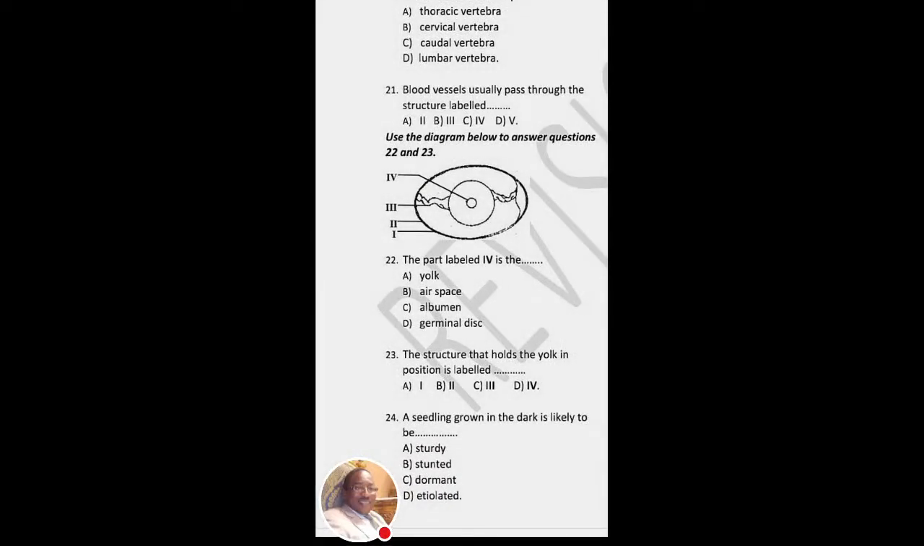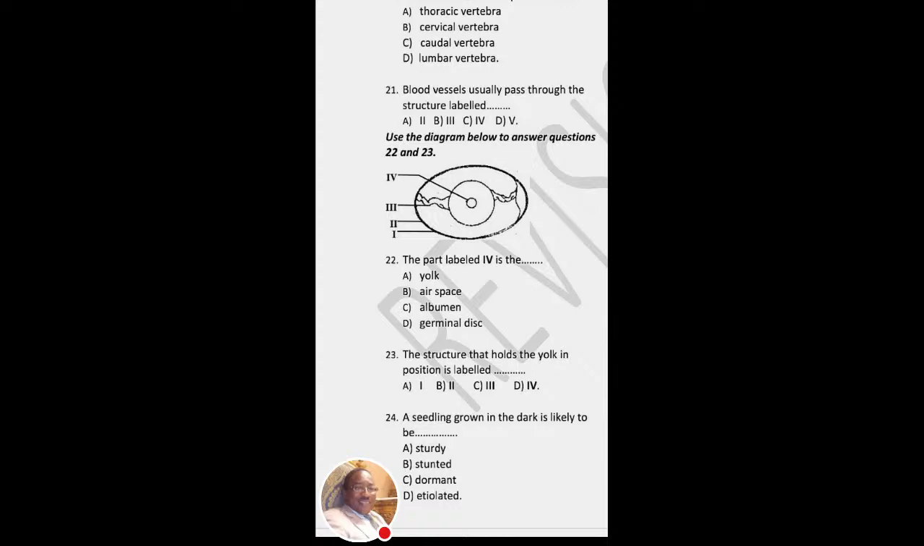A seedling grown in the dark is likely to be A, sturdy, B, stunted, C, dormant, D, etiolated. A sturdy seedling is hard. A seedling is a young plant that just germinated, okay? Like if you plant maize seed and it's just coming out of the soil after 3 days, that is a seedling, all right? If you move around town, people that are having a horticultural garden, they grow seedlings of young trees, okay? Now, when they say a seedling is grown in the dark, it means that there is no light.